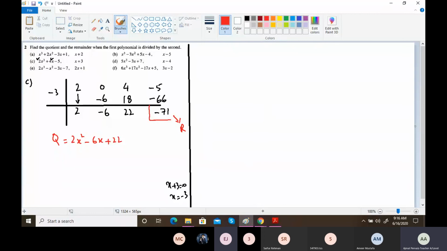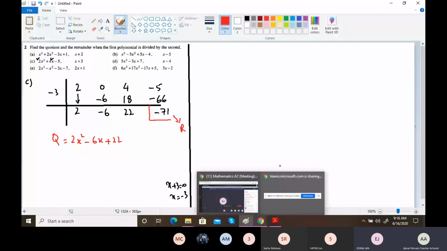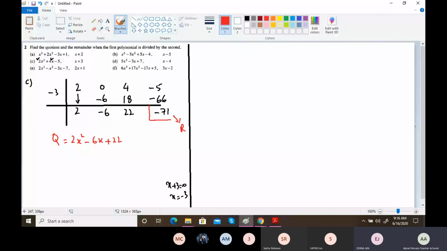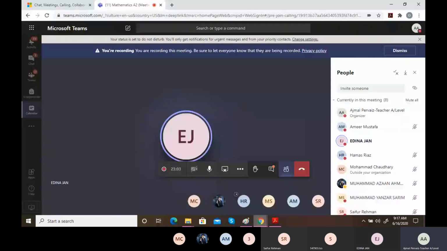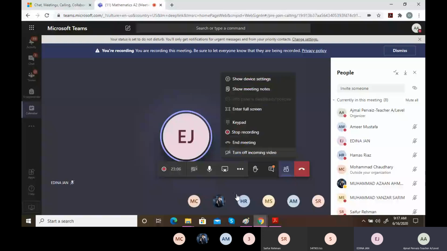Sir, for the quotient, if the question has power 4, then we will take power 3? Yes, the quotient is always one less than the actual expression. Always. Do you get that? Yes sir. Okay, let's go.